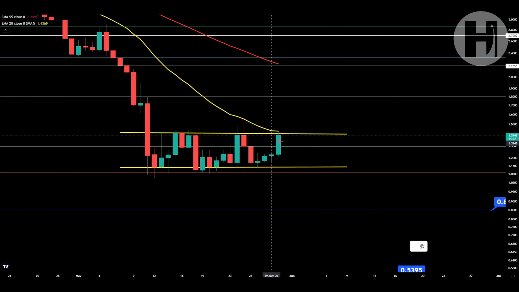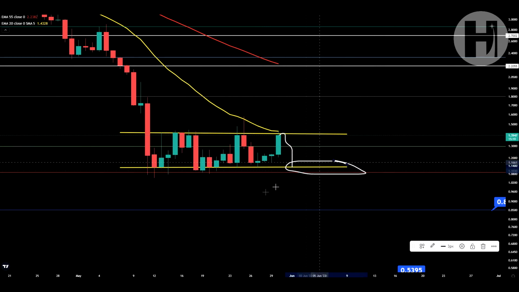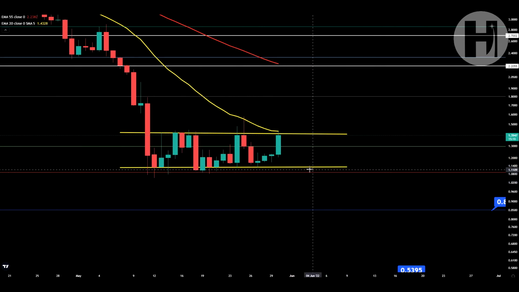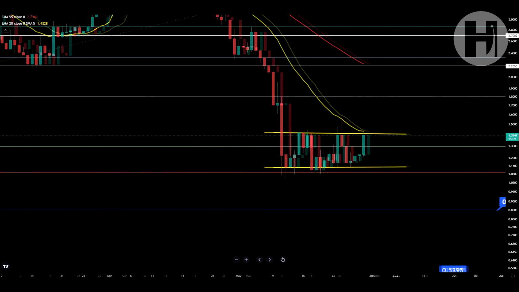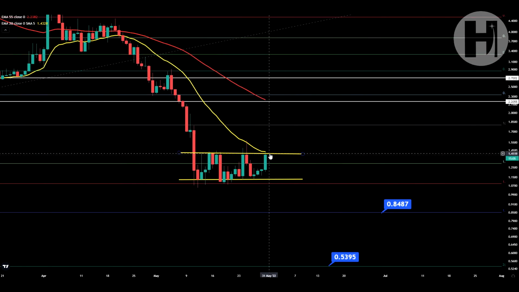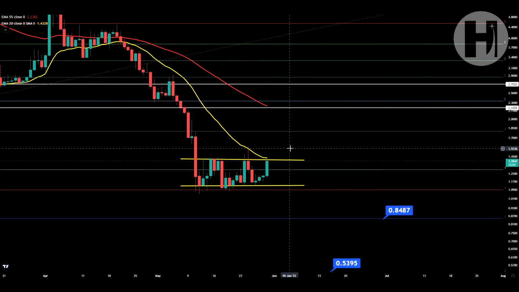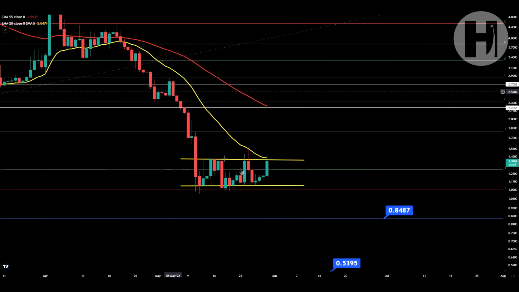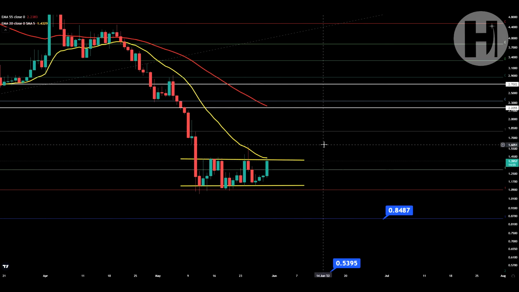By all means, we can absolutely get rejected and sent back down to the bottom of this channel, and that would be a great entry point, in my opinion, at $1.13. Either way, we have to look at what this does. Okay, we don't have any bias to the upside or to the downside. Of course, the markets are rallying right now, and it is expected because we are in such a disgusting and nasty downtrend. It is crazy.